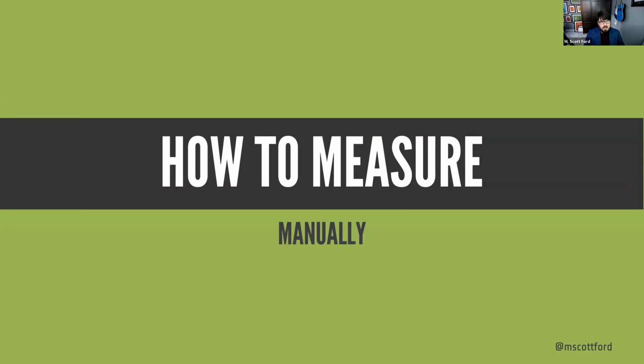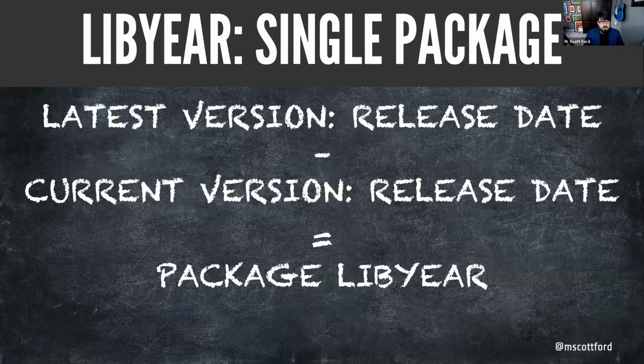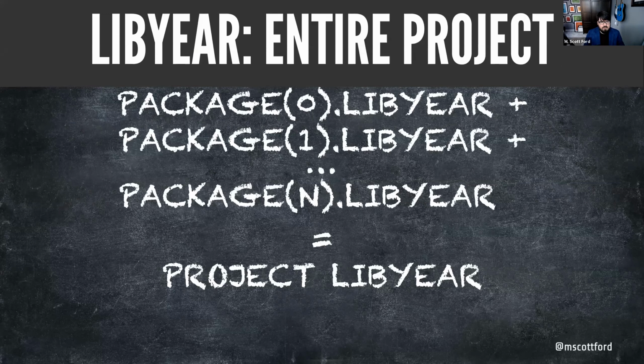So how do we measure it? Well, if you wanted to do this manually, you can. You just take the release date for the latest version and the release date for the version you're on, subtract the two in terms of years, and that's the LibYear for any particular package in your system. Then to get the project LibYear, you just add them all together. So it scales with the number of packages you depend on, and the more packages you have, the higher your LibYear score will tend to be.